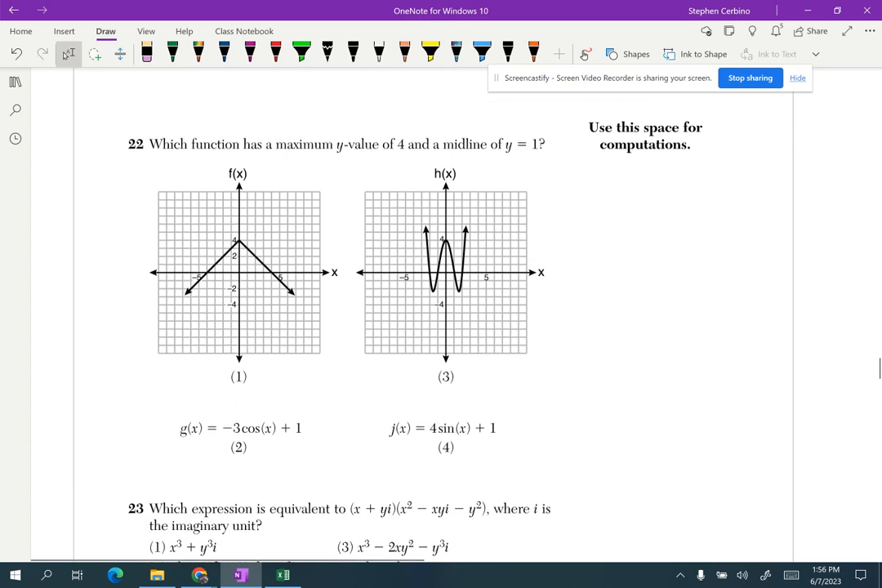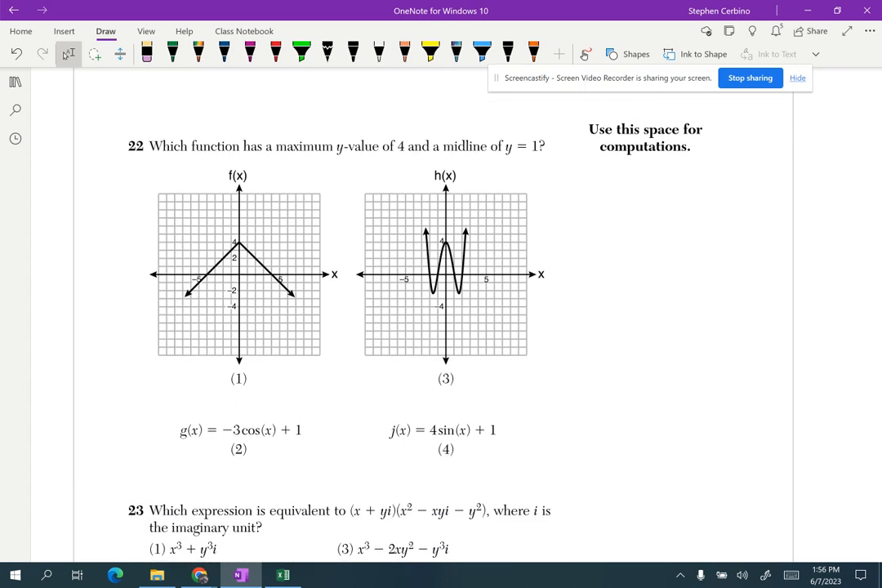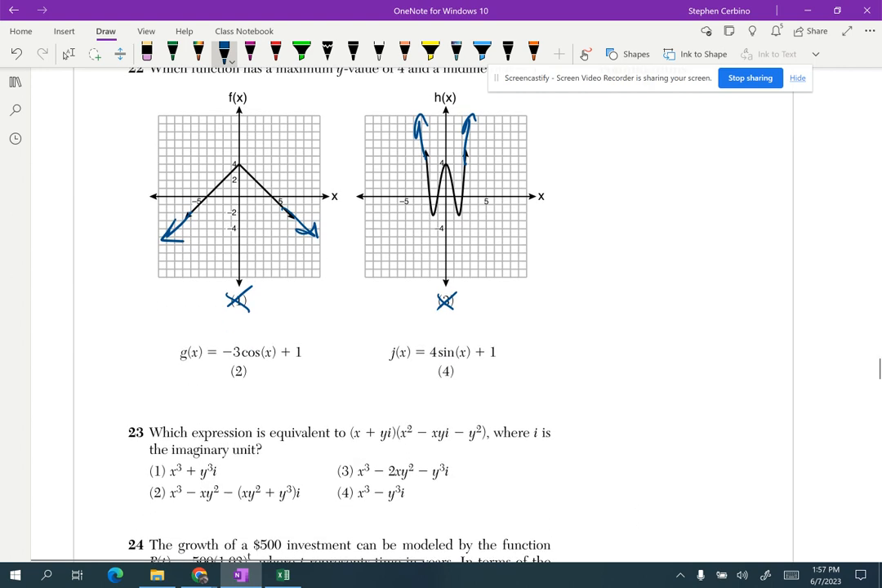Which function has a maximum y value of 4 and a midline of y equals 1? Midline would be the dead middle of your function. So choice 1 and choice 2 don't have a middle because they have arrows. These things go up or down forever. There is no midline for those. So we're stuck with either choice 3 or choice 4.